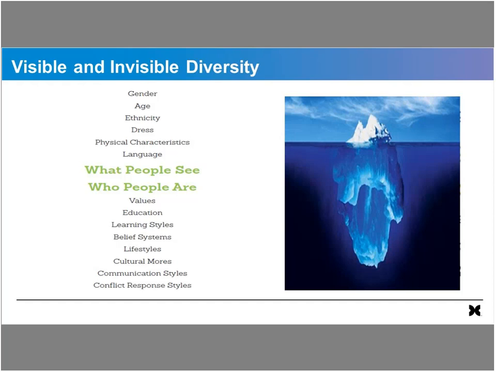There is also what we call visible and invisible diversity. So what people see is everything on top of the iceberg, and who people are is at the bottom of the iceberg. But when we look at diversity, while it is a competitive advantage, there is also a paradox to diversity.